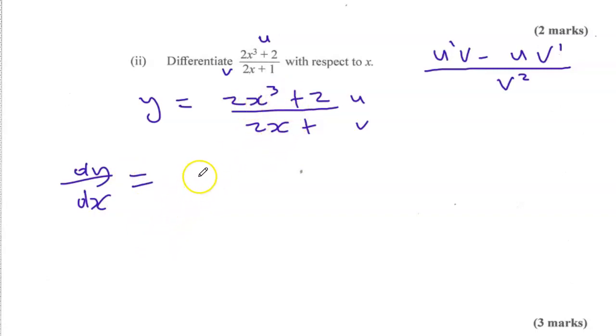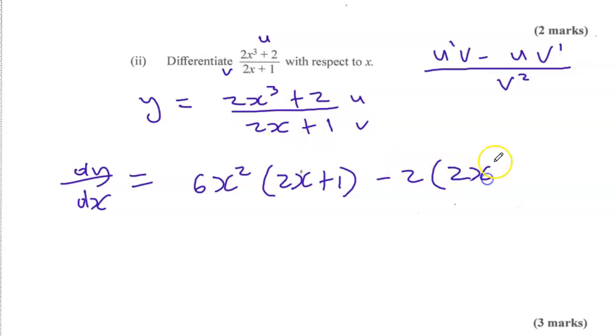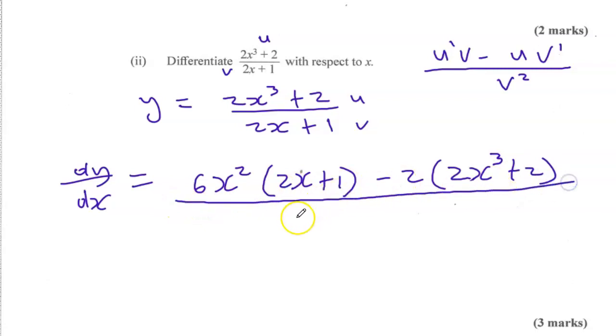So dy by dx. So u prime, that's the derivative of the numerator first. Differentiate 2x cubed, we get 6x squared. Differentiate 2, a constant, we get 0. So 6x squared into the denominator, which is 2x plus 1. And then now we alternate, differentiate the denominator, that's v prime. So differentiate the denominator, we get 2. We keep the u, that's the numerator. Keep the numerator as it is, all over the square of the denominator. So that's 2x plus 1 all squared.